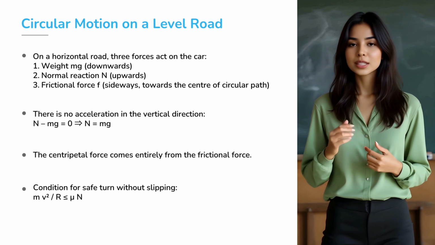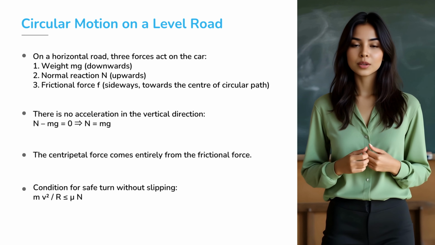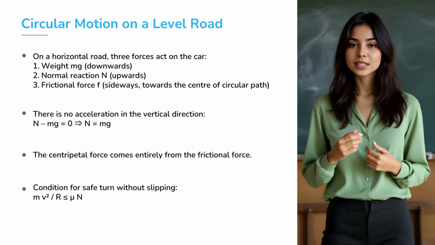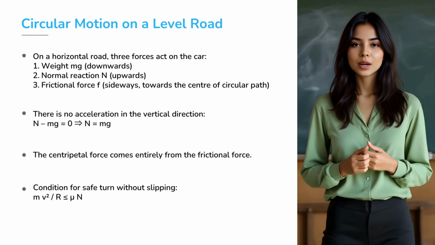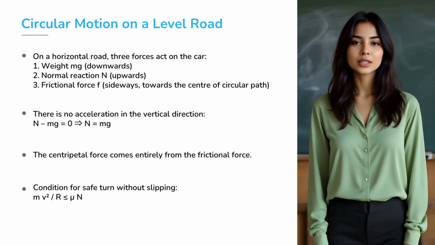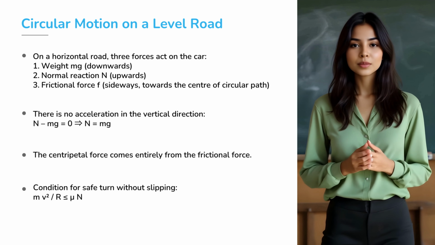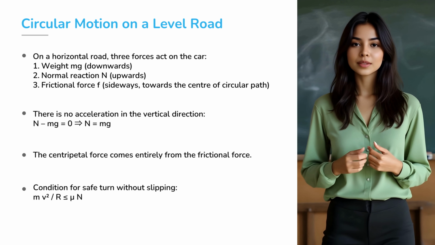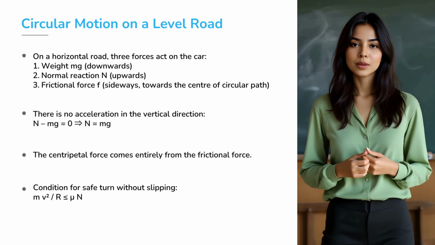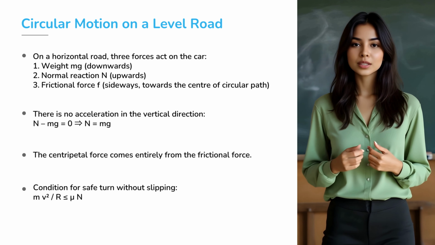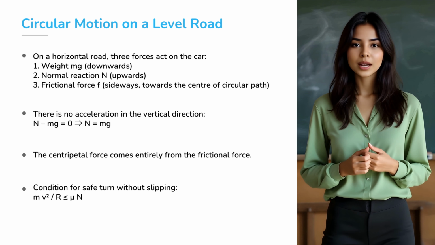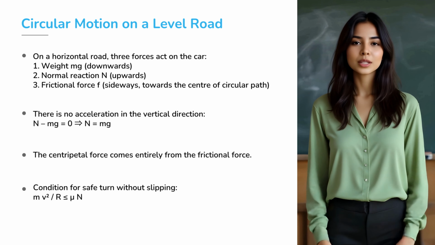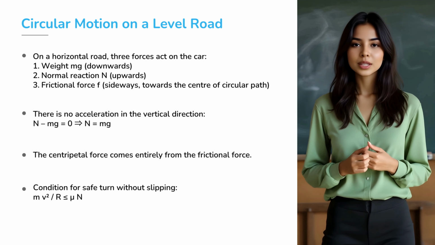Let's make this more practical. Imagine a car moving on a flat horizontal road. Three forces act on the car: weight mg acting downwards, normal reaction N acting upwards, and frictional force acting sideways towards the center of the turn. Vertically, the forces balance each other, so N equals mg. That means the centripetal force entirely comes from the frictional force. The condition for a safe turn is that mv squared by r must be less than or equal to mu N. This inequality sets a limit for how fast the car can go without slipping.